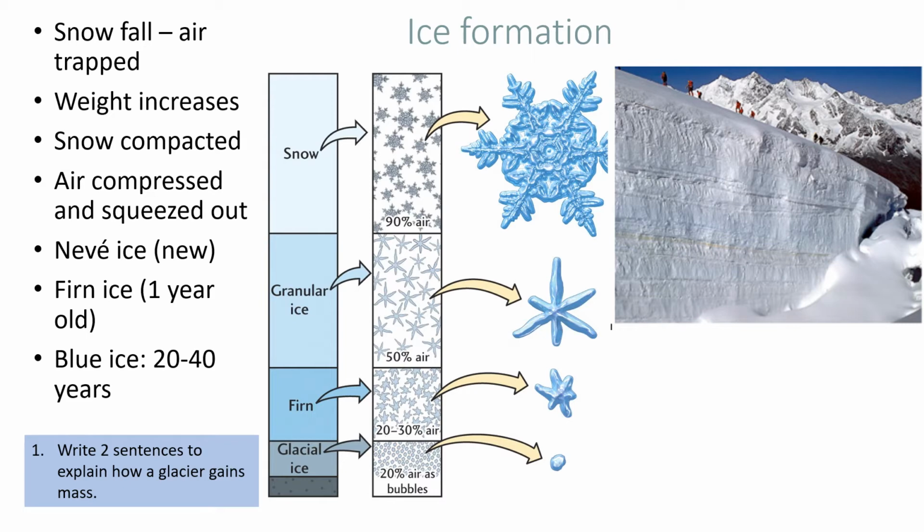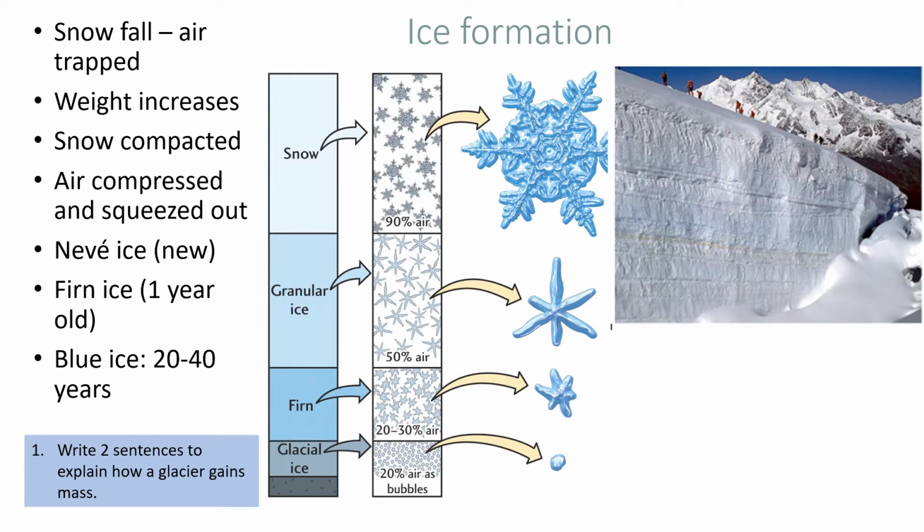But if that lasts through the next summer, and then snow falls on top of that, then it will begin to get crushed by the weight of snow above it, and so the air is pushed out, and it turns into what we call granular ice. And then once it becomes a year old, it becomes what we call firn ice.